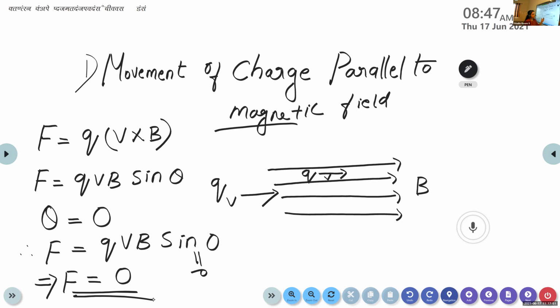And what about the path of the charge particle? If it is moving parallel to magnetic field, what will be the path of the charge particle? It is a straight line. Okay, the charge particles are moving in a straight line. If it is moving parallel to magnetic field, then its path will be a straight line. So this is our first case. Is it clear?